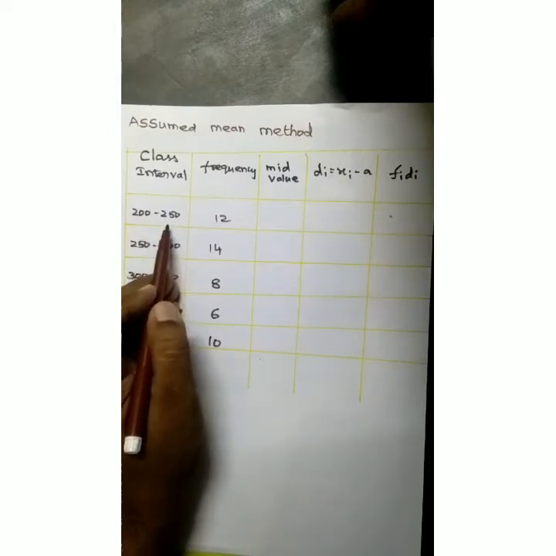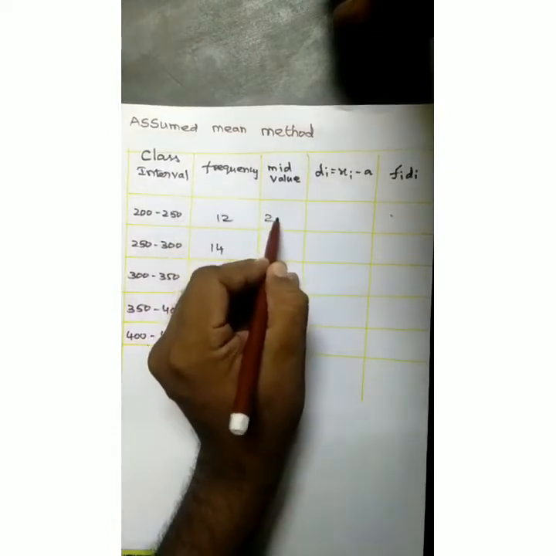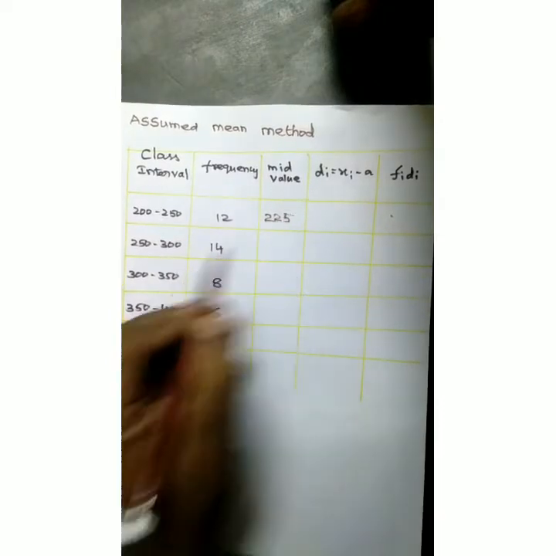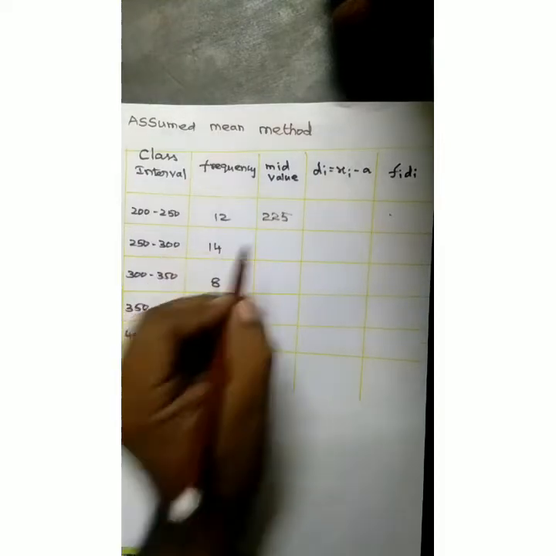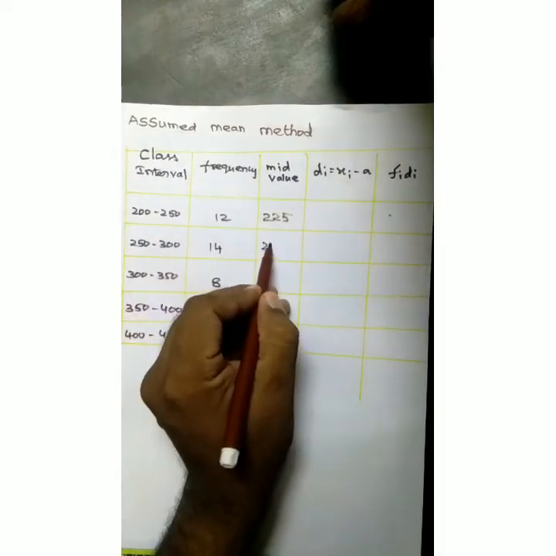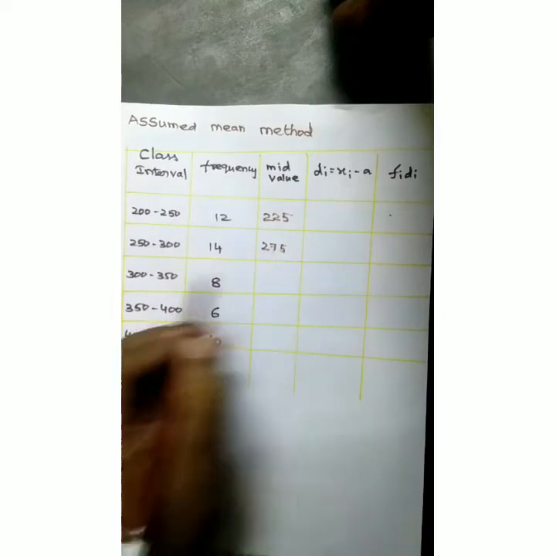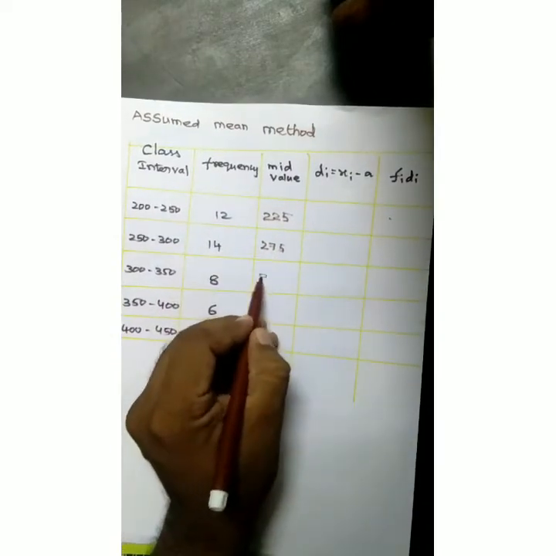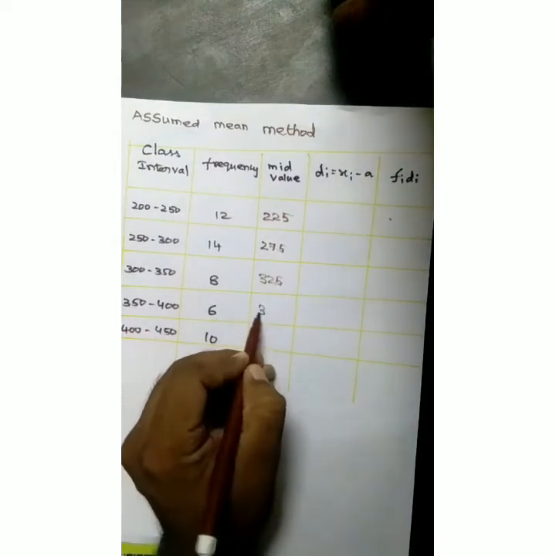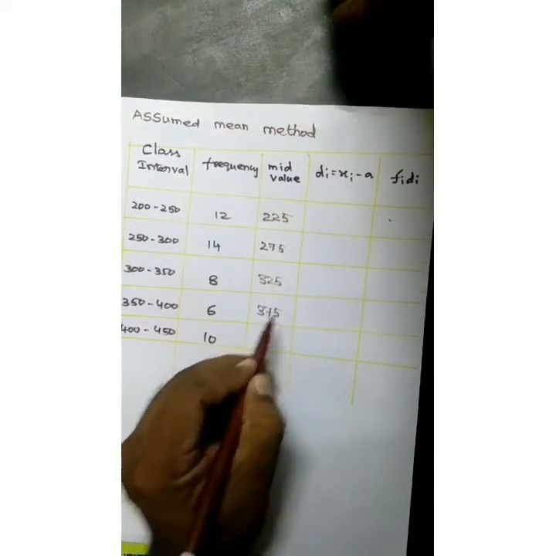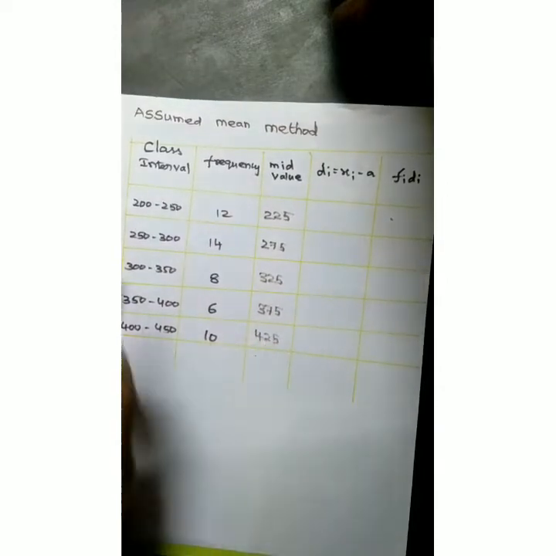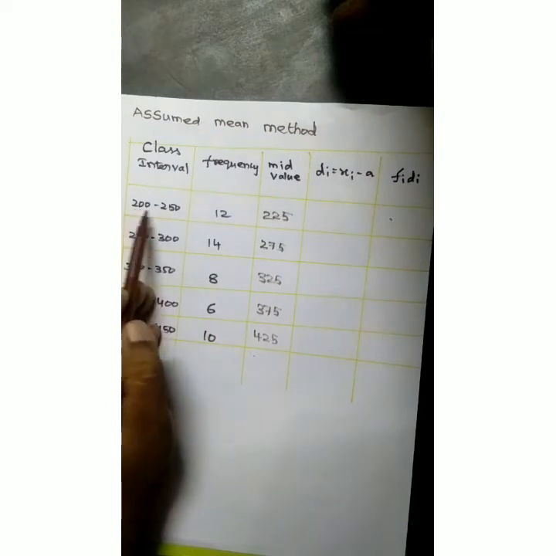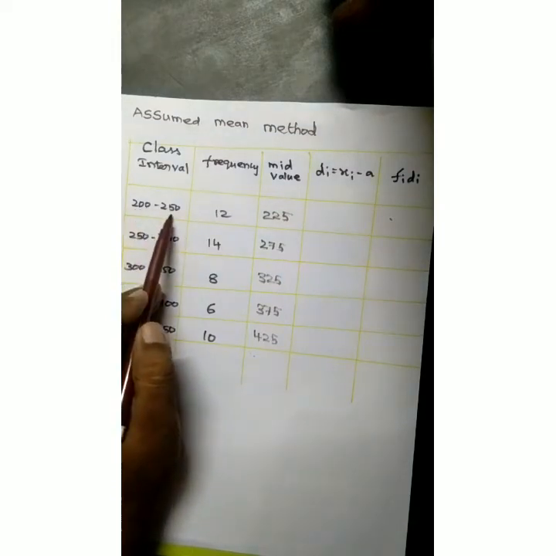200 plus 250 is 450, by 2 is 225. Next, 250 plus 300 is 550, half of it is 275. This one we get 325. This one we get 375. This we get 425. So mid value means the exact number in between 200 and 250.